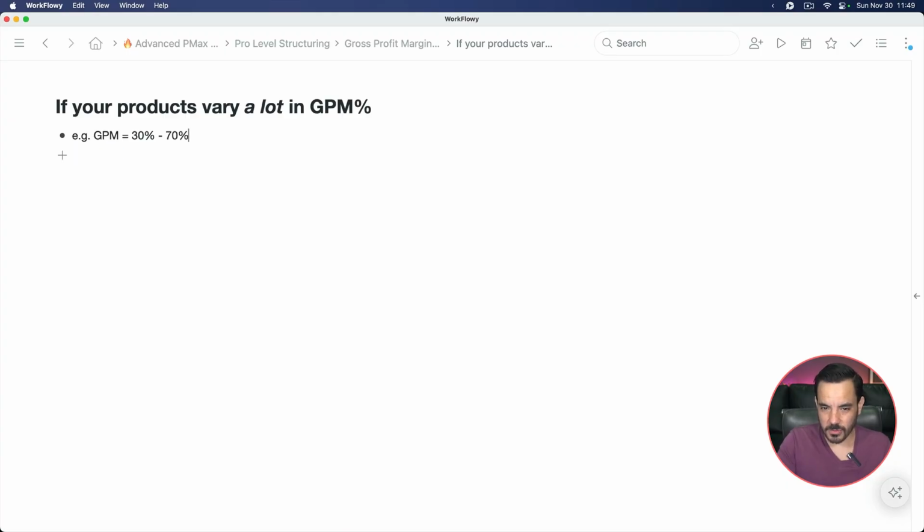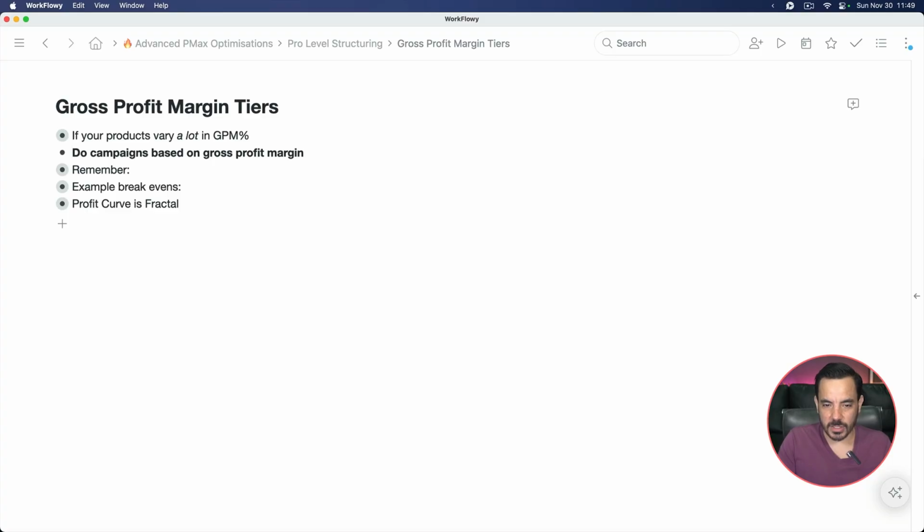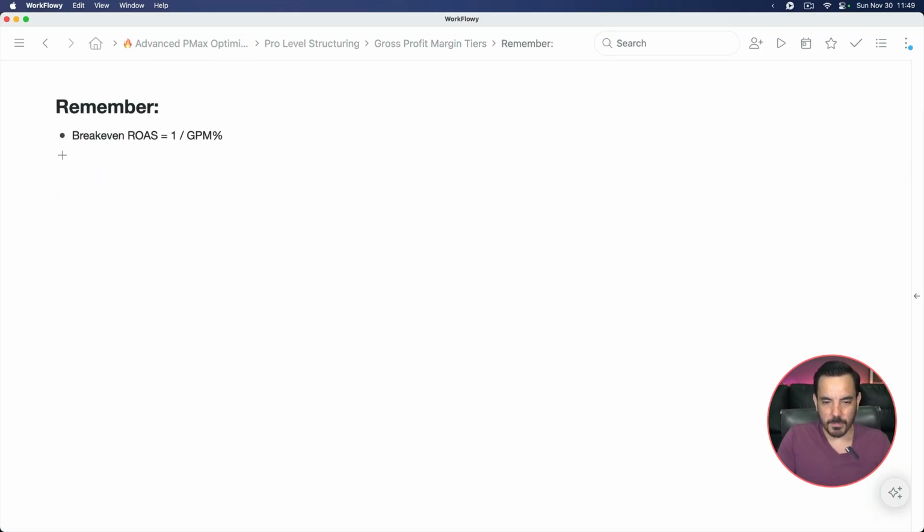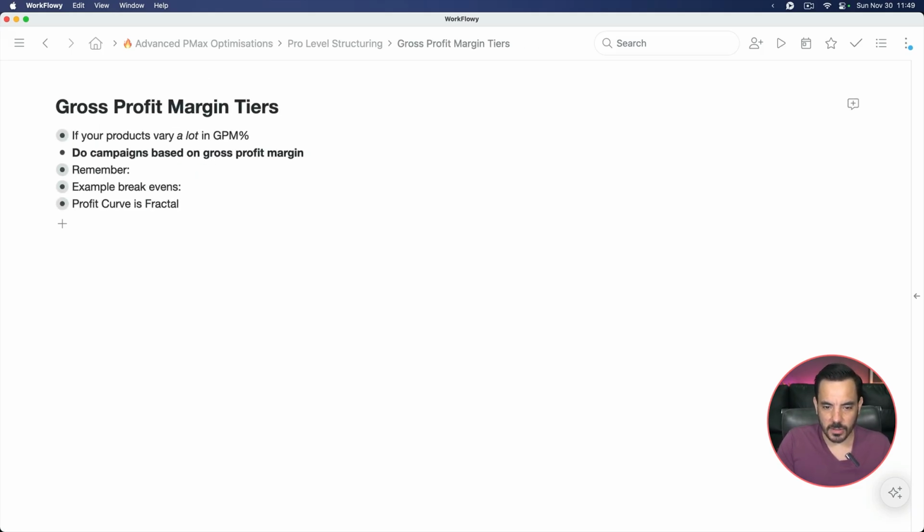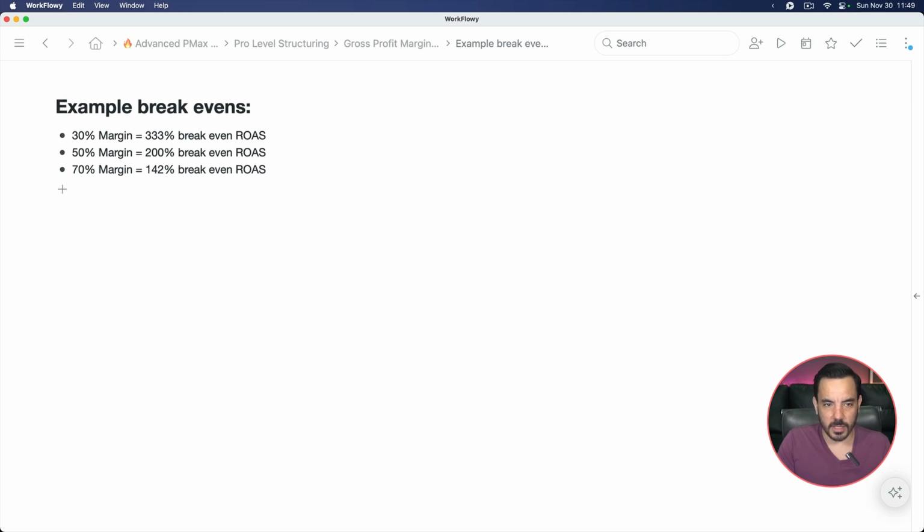So this is really only if you have very variable GPMs, right? And if that is your case, then you can set up a campaign structure based on those gross profit margin tiers. So remember that your break-even return on ad spend is 1 divided by your gross profit margin percentage, right? That's important to remember, because then you realize, all my products with my really variable gross profit margins, they all have different break-even points, right?